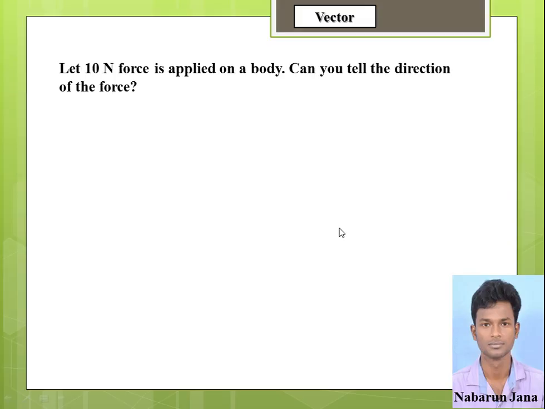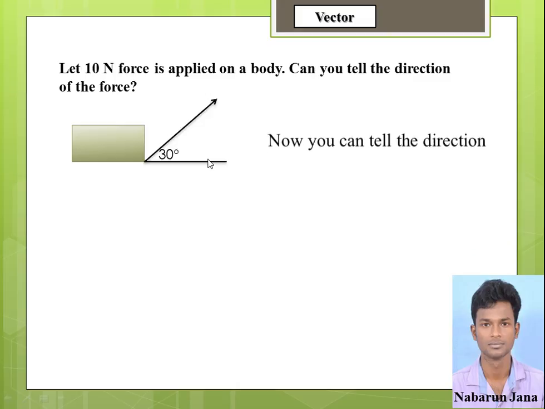No, you cannot tell. Because when asking this question, I should mention the angle of the force or I should mention the figure. Then only you can understand in which direction the force is acting. Say, now we can understand in which direction the force is applied.